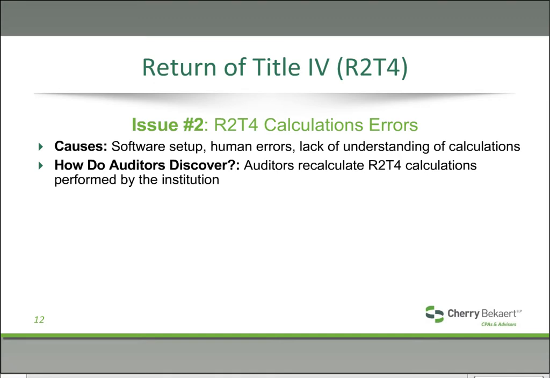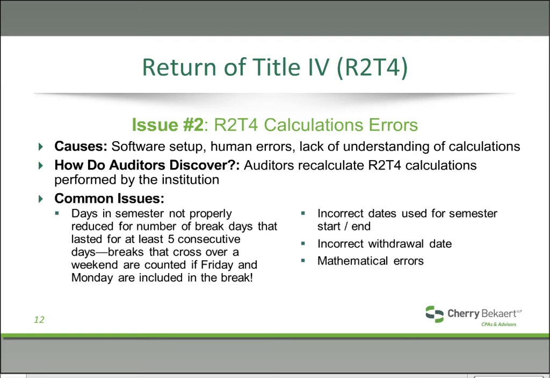So we discover this, obviously, because we're coming in behind you and recalculating everything ourselves to confirm that our calculations agree with the institutions, based on the information that we've received independently from financial aid. The most common issues that create these calculation errors are incorrect dates used for the withdrawal date. So you've put in the wrong date to begin with because it was communicated incorrectly. Incorrect dates for the start or end of the semester.